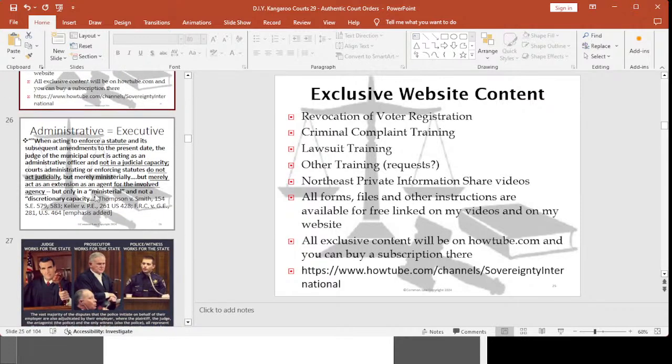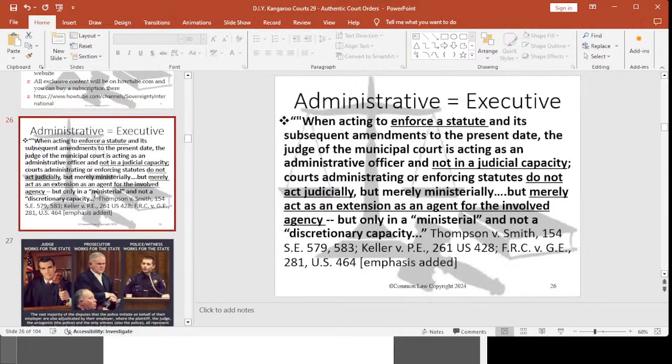Anyways, when acting to enforce a statute and its subsequent amendments to the present date, a judge of municipal court is acting as an administrative officer. Remember, we're talking about that. It's not a superior court of general jurisdiction. It's an inferior court of limited jurisdiction. An administrative officer working for the executive branch.